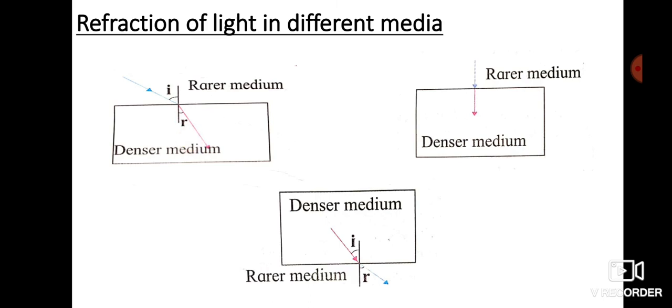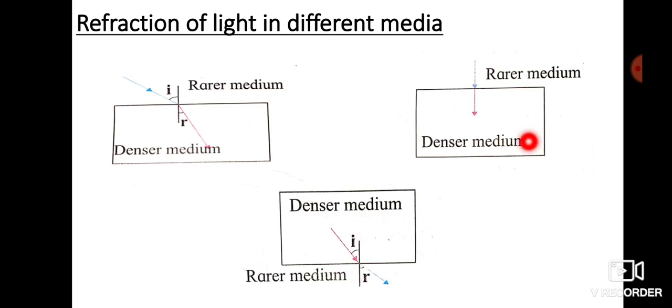Now here the light ray has to move from the denser medium to outside the glass slab, that is the rarer medium. So it is moving from the denser medium to the rarer medium. You can see that the refracted ray moves away from the normal. So here angle R is greater than angle I.